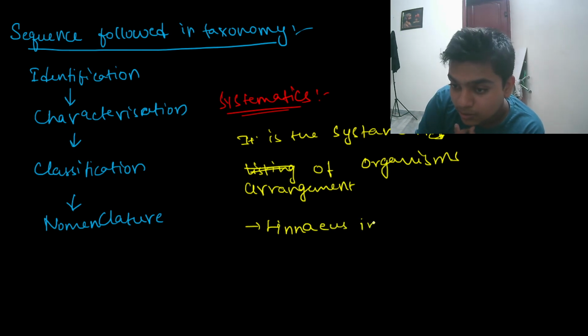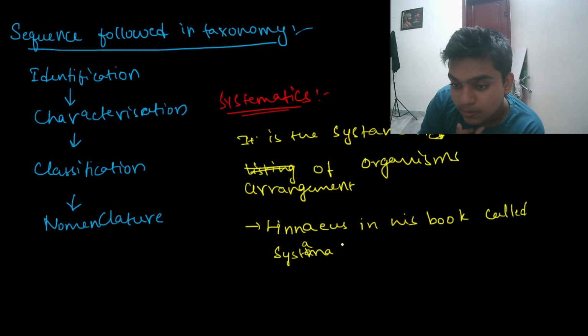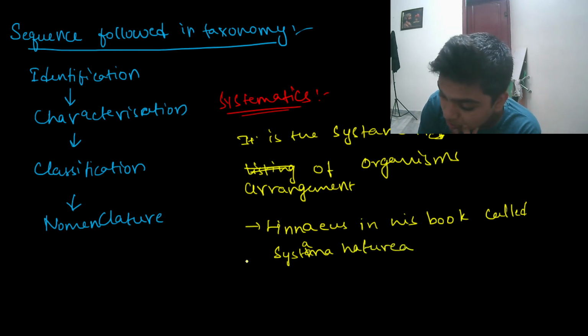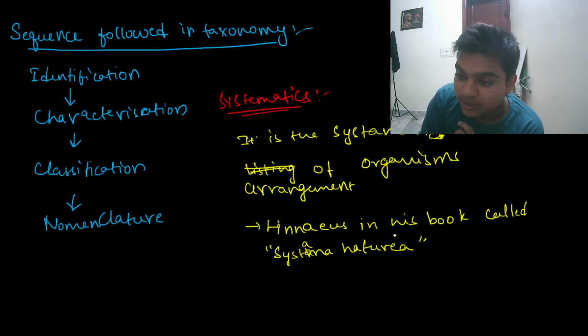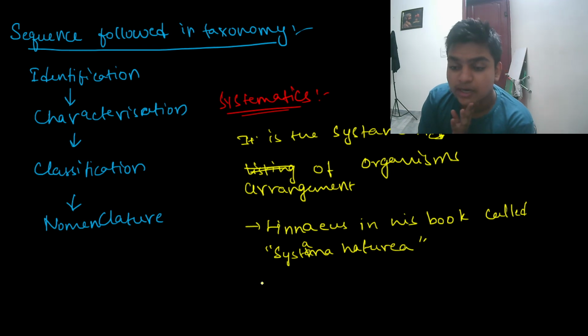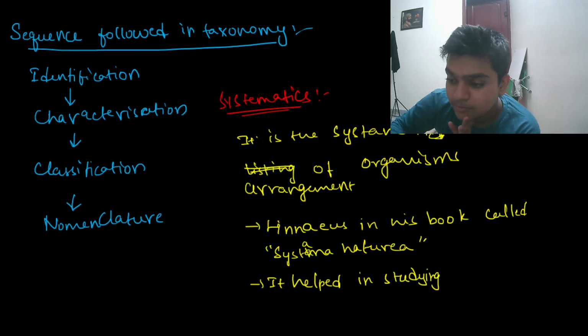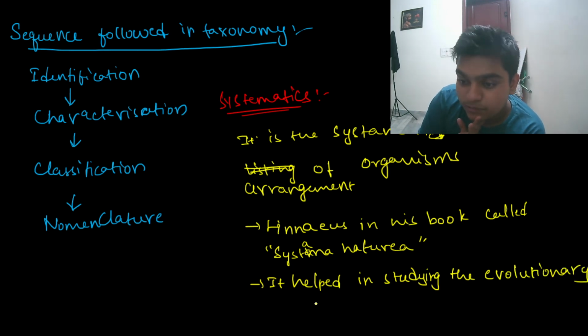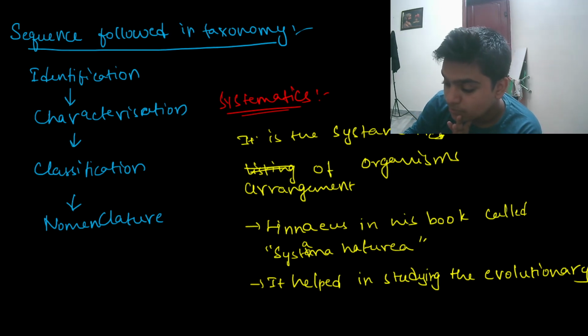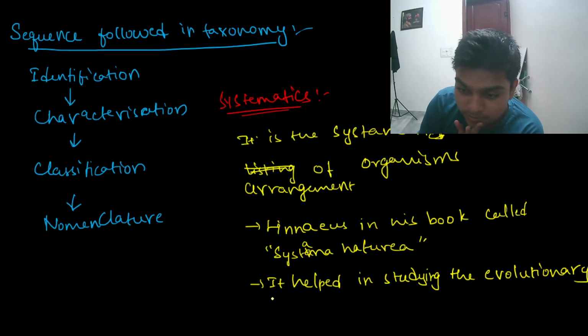About this systematics, Linnaeus in his book called Systema Naturae mentioned about systematics, and it helped in studying the evolutionary relationships.